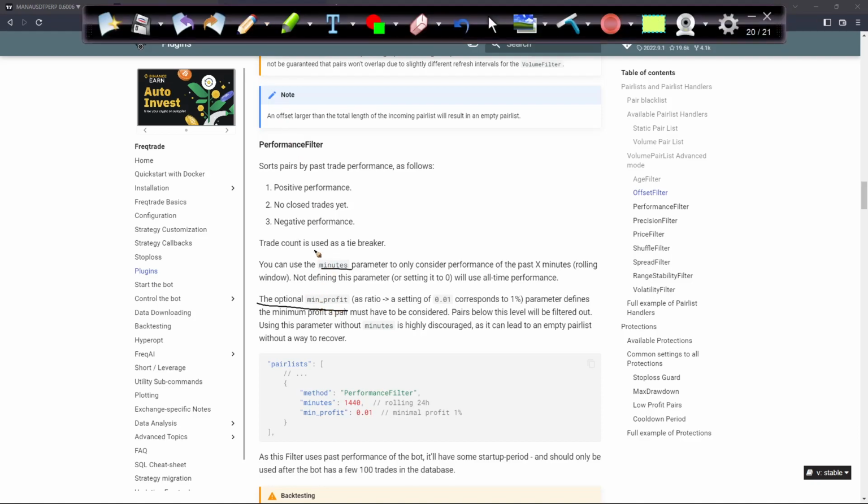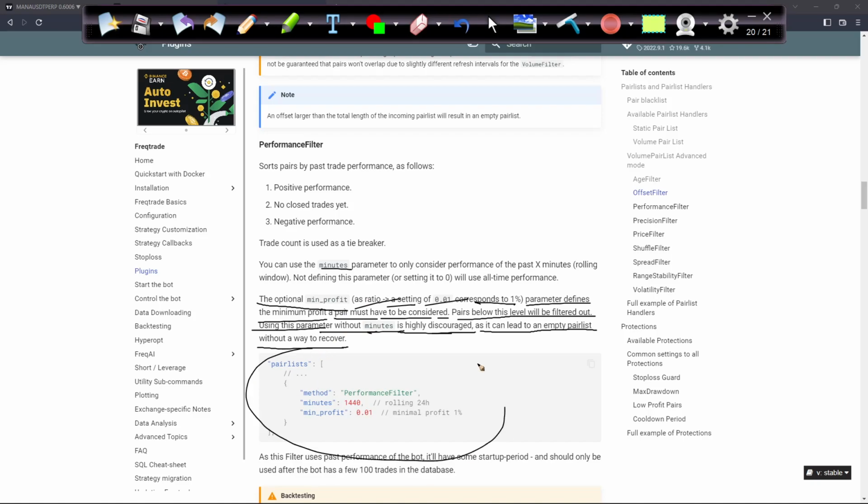So we are looking at the performance filter. The optional min profit as ratio, a setting of 0.01 corresponds to 1%. This parameter defines the minimum profit a pair must have to be considered. Pairs below this level will be filtered out using this parameter. Without minutes is highly discouraged, as it can lead to an empty pair list without a way to recover.